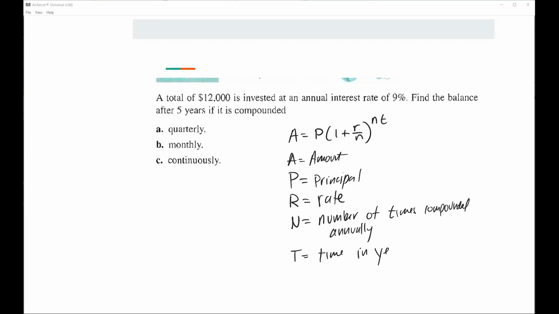Let's just right now, don't worry about continuous. Let's just focus on A and B. Let's talk about quarterly and monthly here.